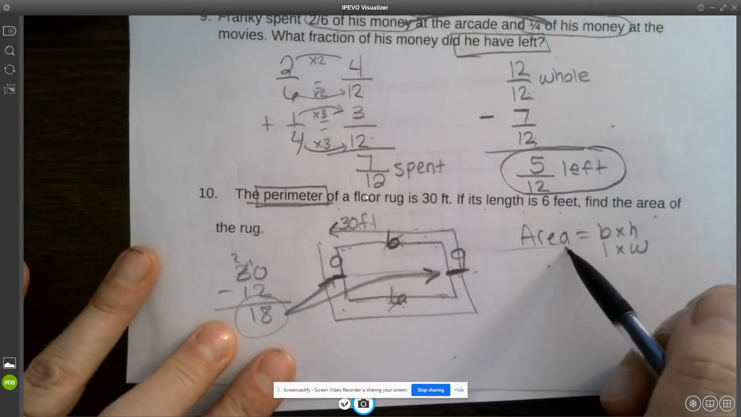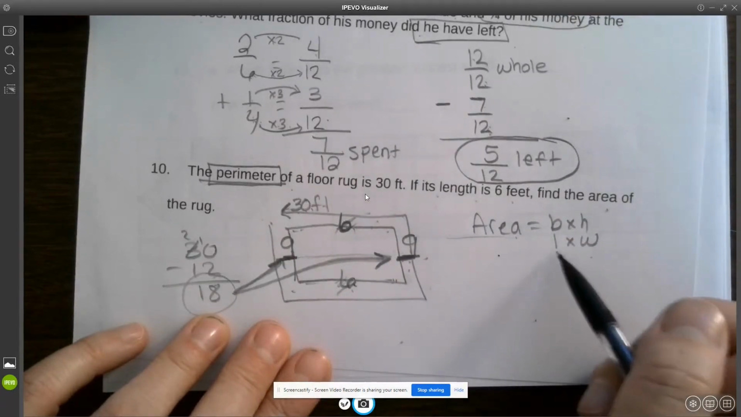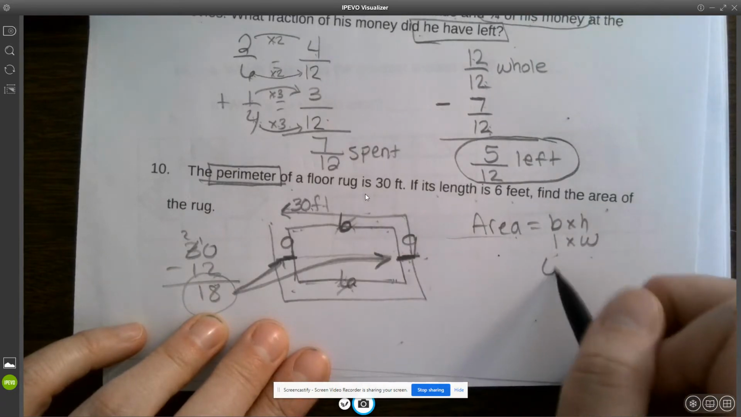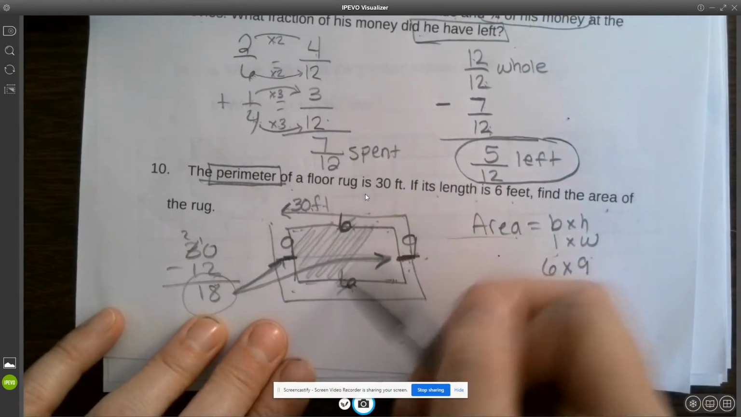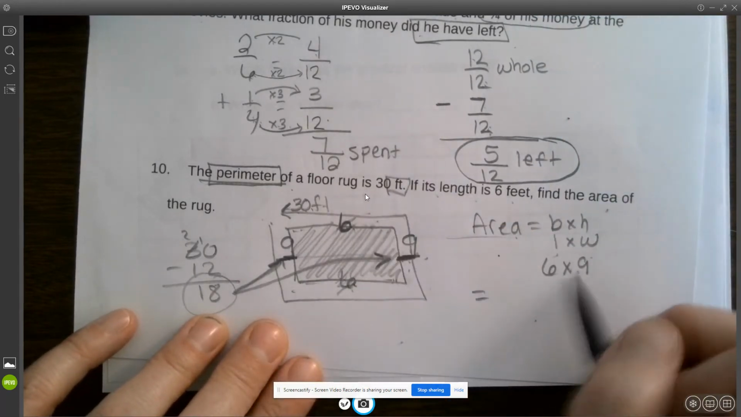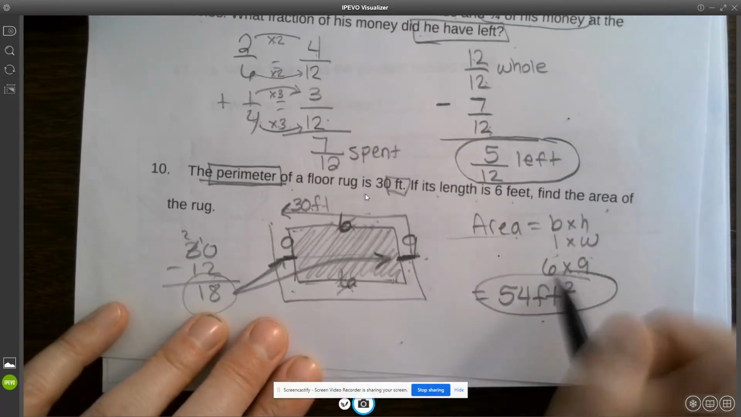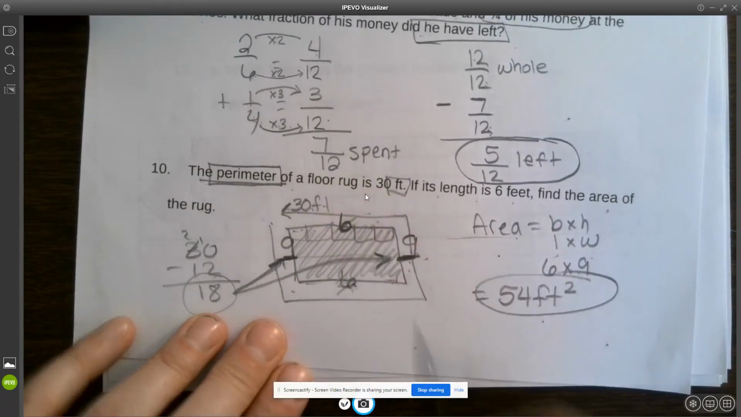But they want to know the area. So now that I know the width, because they gave me the length, I can go length times width, so 6 times 9. So the area, this inside rug, the whole area of the rug, and we're dealing with feet, it's 54 feet. And remember, area is squared because it's that square area that we've talked about.